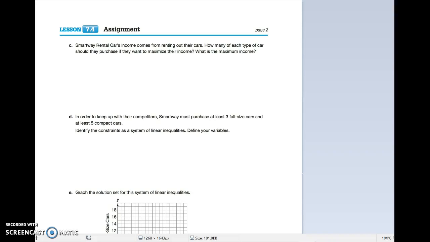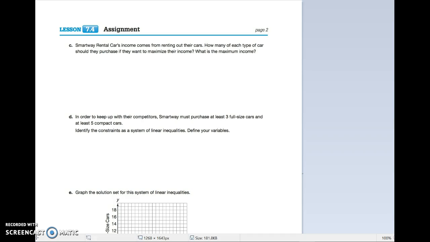All right, so now that we've turned our papers over, let's go ahead and get started on the back side of this assignment. So letter C says, Smartway rental cars income, that's the money they make, comes from renting out their cars. How many of each type of car should they purchase if they want to maximize their income? And then what is the maximum income?